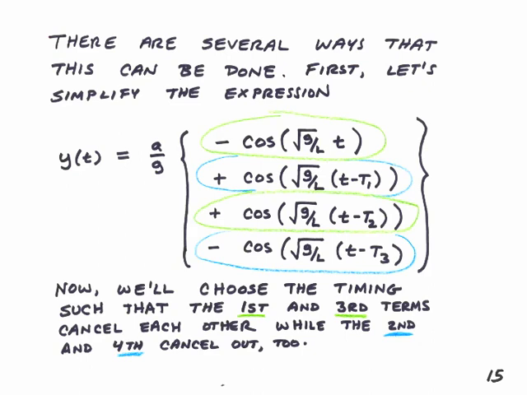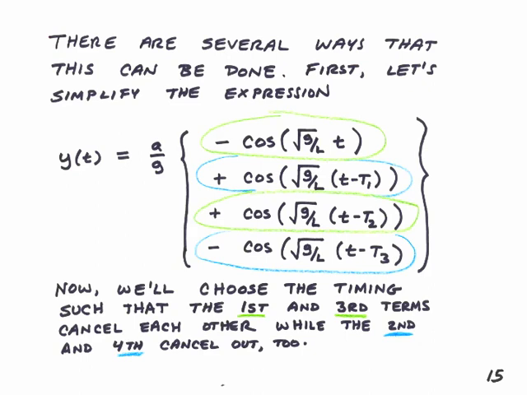Our first step will be to simplify the expression on the previous page. We'll notice that all the 1's cancel each other out. So the expression now will have a few less terms. The next thing we'll do is choose t1, t2, and t3 so that some of these terms cancel each other out. Specifically, we'll have the terms circled in green cancel each other, and the terms circled in blue cancel each other.